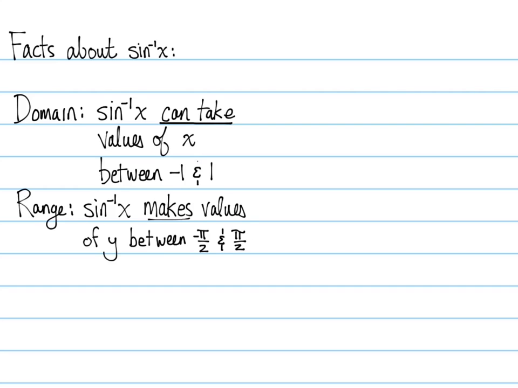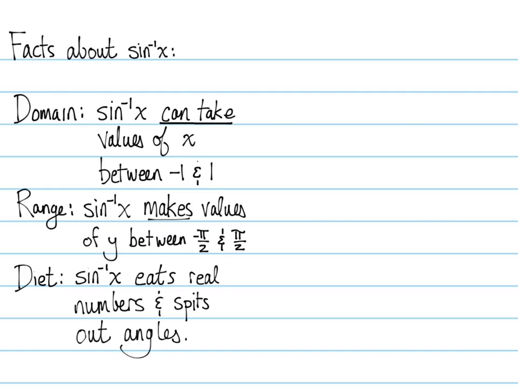Well, what about the range? Well, sine inverse can make values of y between negative pi over 2 and pi over 2. So when you think about a function, you think about the types of things it eats and the types of things it spits out. Sine normally eats an angle and tells you a number. So sine inverse has the reverse diet. It eats real numbers and spits out angles. So whenever you see sine inverse of x, you should think, oh, that's an angle.